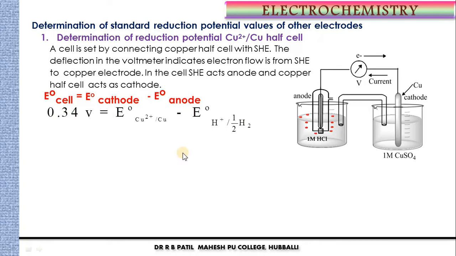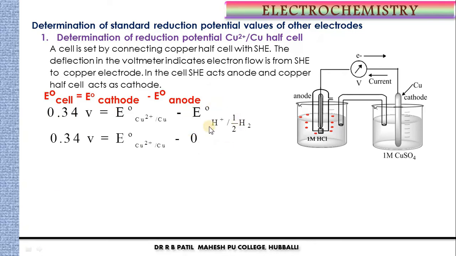You need not remember any value, students. This question will not appear for any exam. This is just for people to understand how they calculate. Okay, and the cathode, it is copper, and E naught cathode, this is half cell representation of cathode. Cu2 plus bar Cu minus E naught anode, this is hydrogen electrode representation. And here we have to calculate this value.